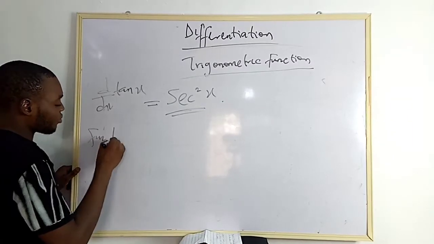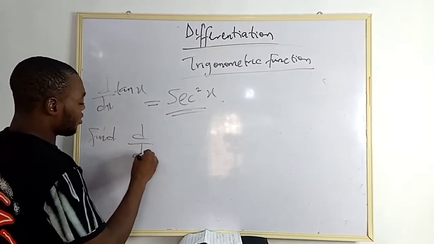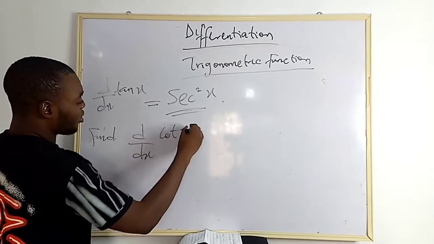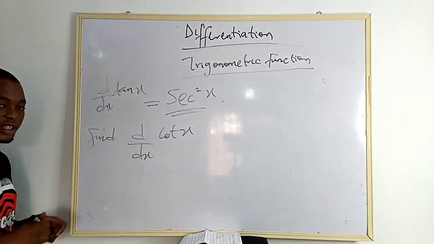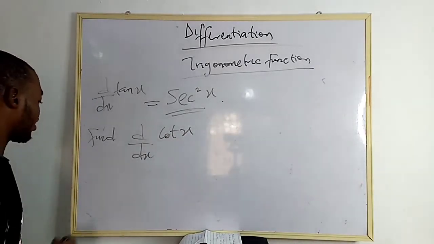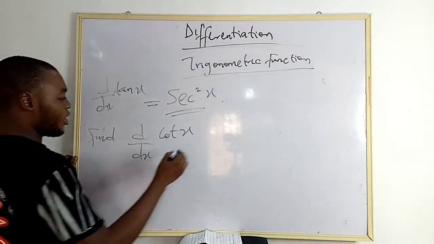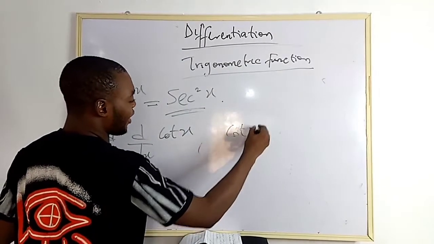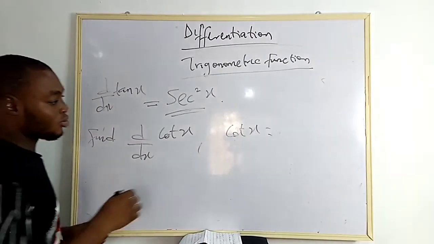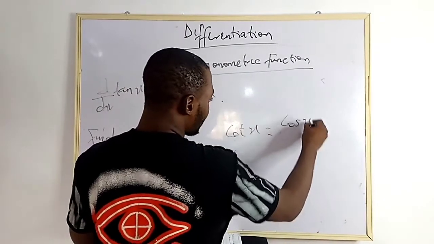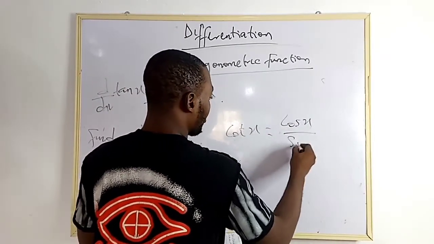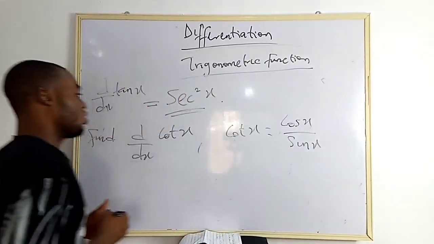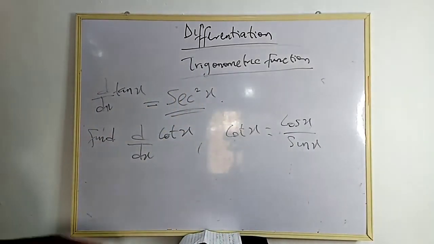Find the derivative of cot x. So we want to find the derivative of cot x. From trig, we know that cot x is equal to cos x, just the inverse of tan, over sine x. Cot x equals cos x over sine x.